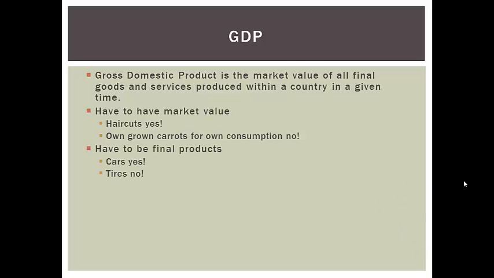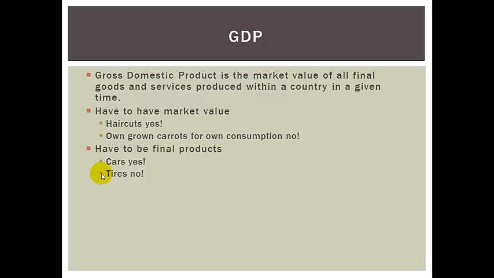Also, it has to be all the final products. We say of all final goods and services. Cars will be included in GDP. The tires that go into production of cars will not be included in GDP. The reason for this is we want to include all the goods and services only once. We don't want to have a double count for certain goods.